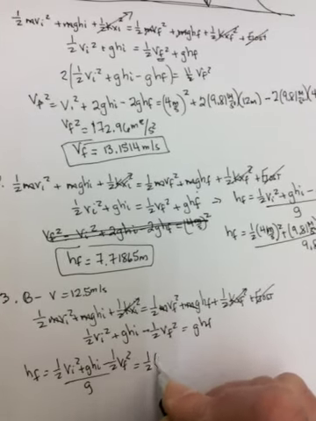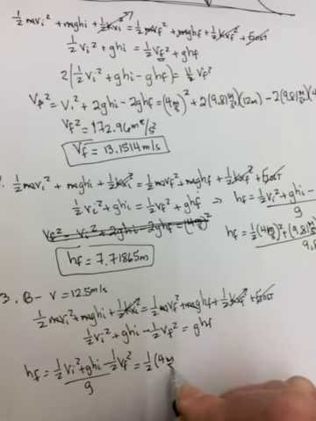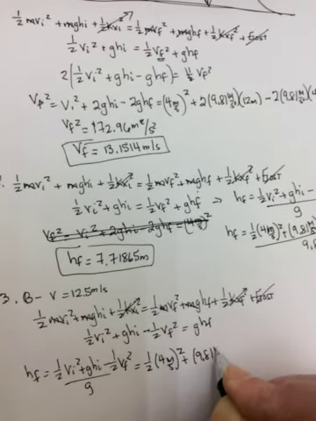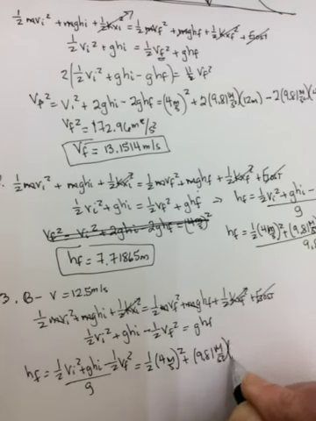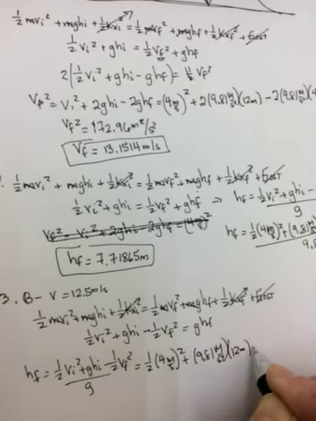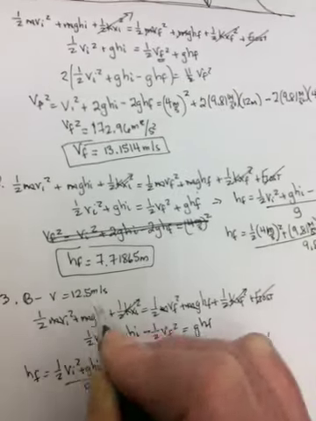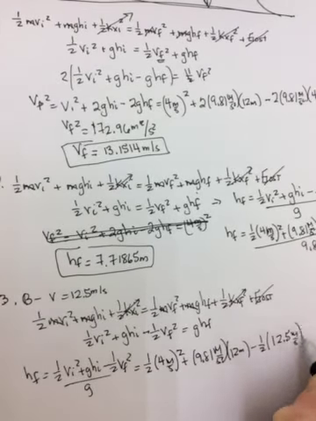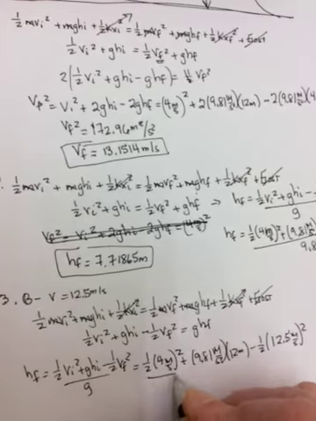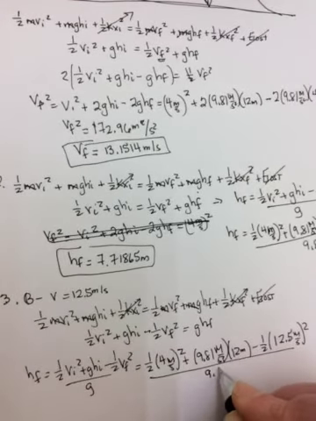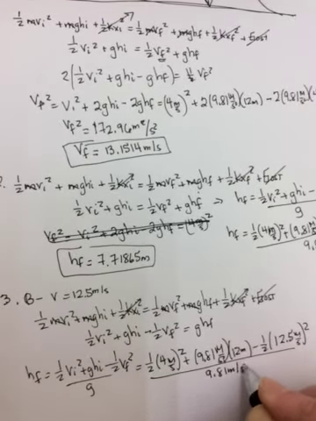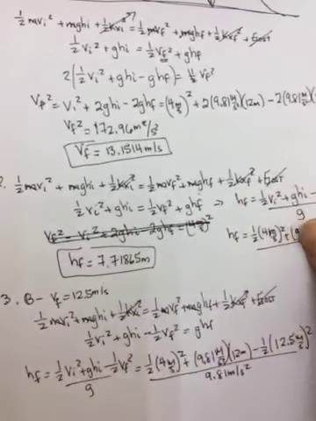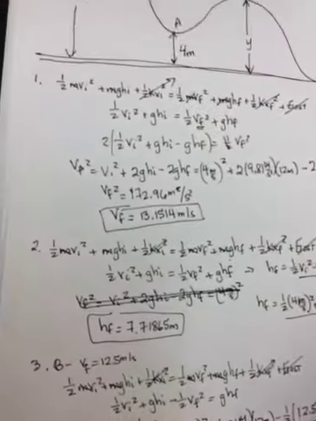So again, 1/2 of 4 meters per second squared plus 9.81 meters per second squared times 12 meters minus 1/2, and this time the VF is 12.5 meters per second squared, and all of it again gets divided by 9.81 meters per second squared.